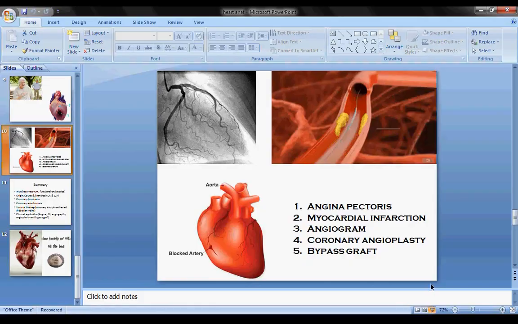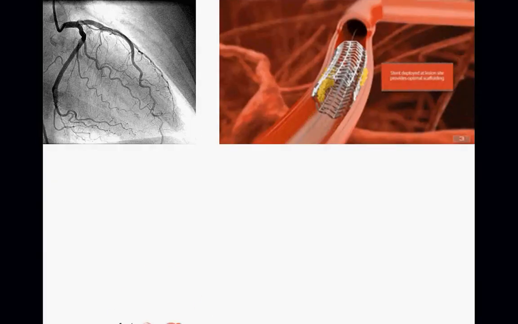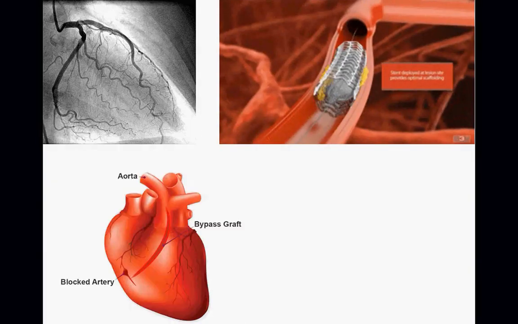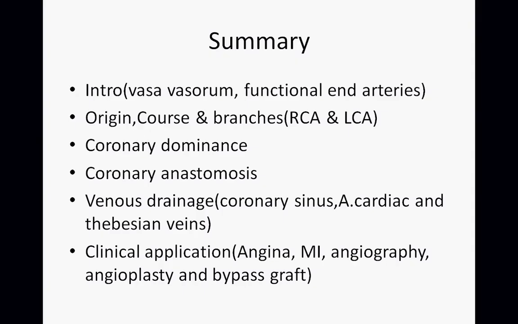Okay, so this is about the clinical, the applied anatomy. This is a very quick summary. In the introduction, we saw that the coronary artery is the vasa vasorum of the ascending aorta, and it is a functional end artery because it has ineffective collateral channels. And we saw the origin, course, and branches of the right and left coronary arteries. And we saw what is coronary dominance and coronary anastomosis. And then we ended the session with venous drainage and a few clinical applications, or you can say applied anatomy of the blood supply of the heart.